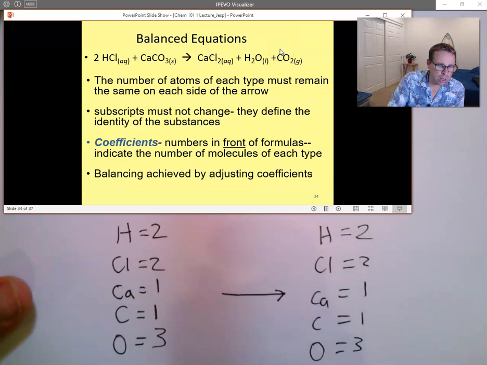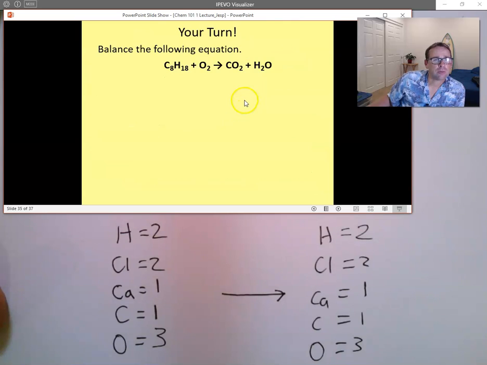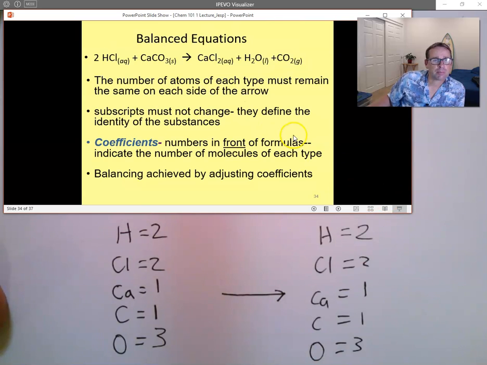So we've counted all the atoms on the left side of the equation, the different elements, and counted all the elements on the right side. And because they're the same, we can say this equation is balanced. Okay, very good. Never mind, that's an L, not a 1. Okay, good. Good question.